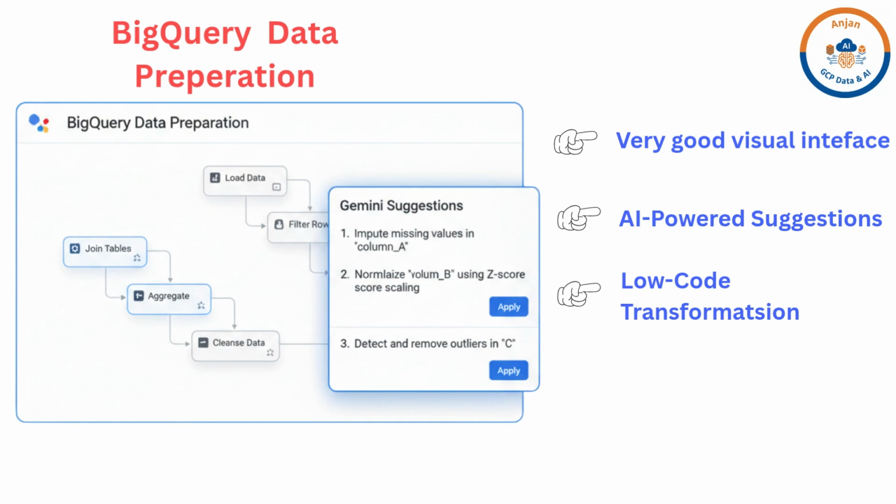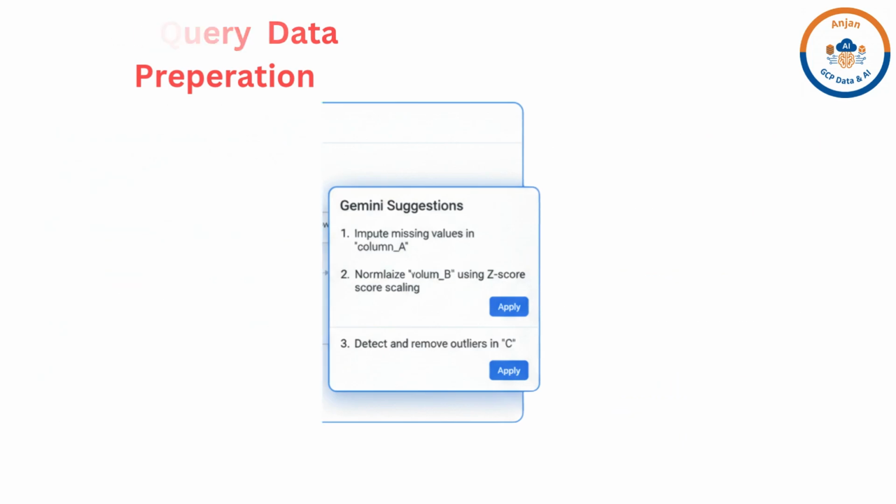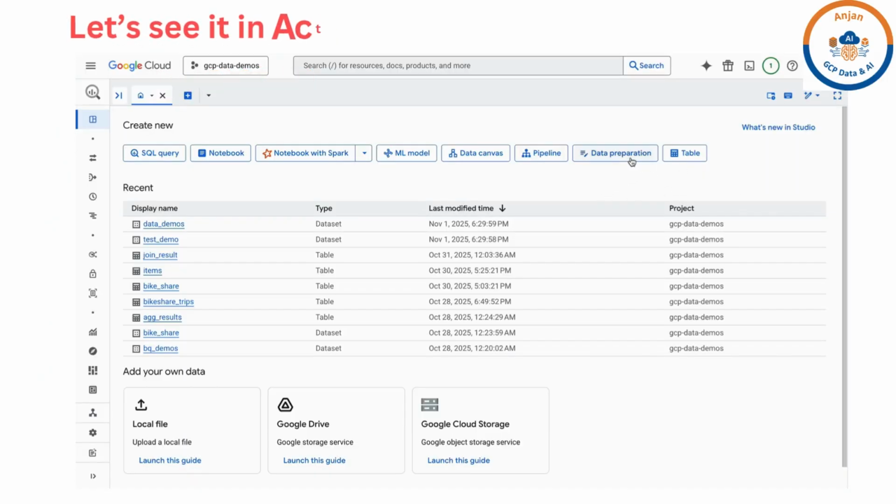It provides a visual graph of all our transformation steps, making the pipeline easy to understand, audit, and debug. We can use pre-built transformations for data enrichment, joins, and many more. For example, we can visually join our current dataset with other tables in BigQuery, enriching our data model without ever leaving the interface. Now let's see it in action.